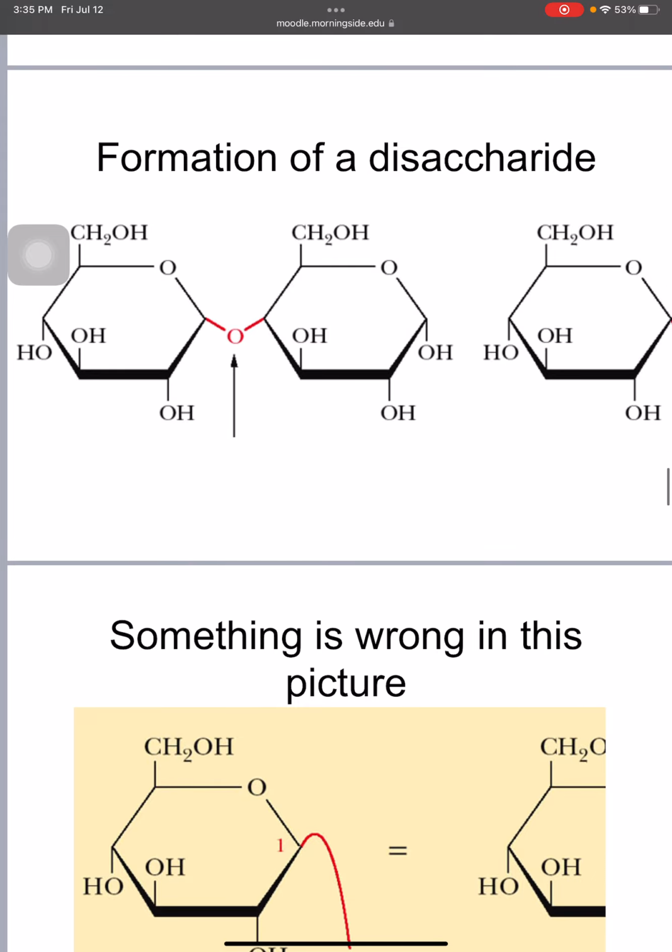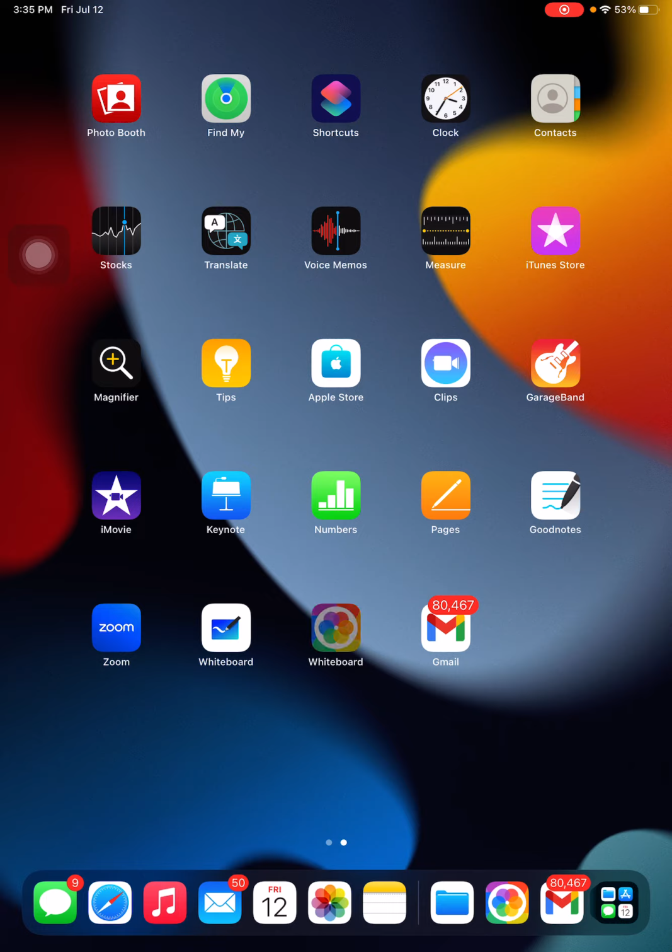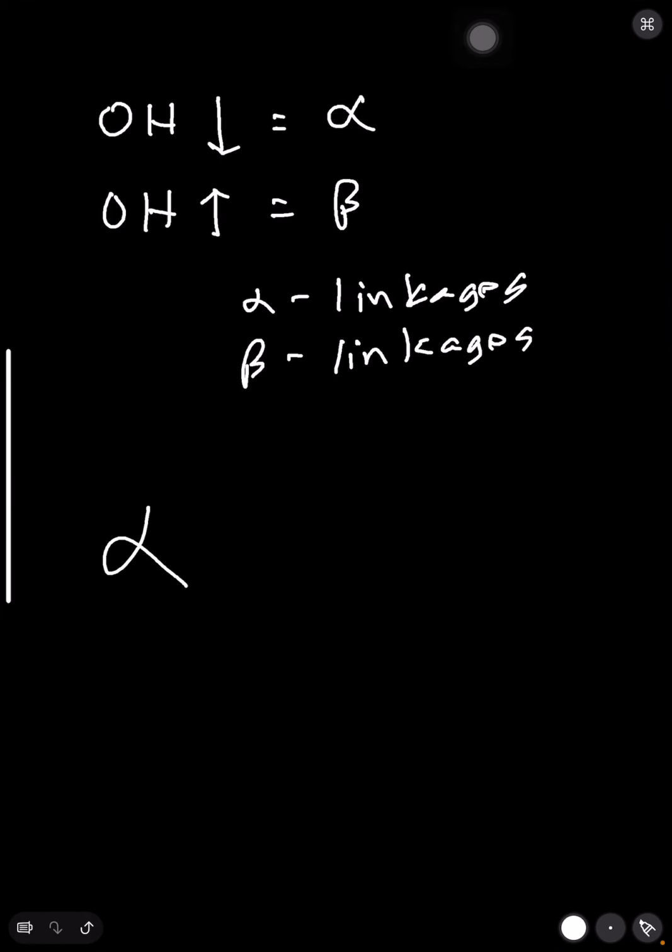And this is referred to as an alpha (1,4) linkage. You'll see this terminology frequently when you're looking at descriptions of saccharide linkages in disaccharides, trisaccharides, what have you. Here's what it means. By definition, the anomeric carbon is number 1 in the ring. The anomeric carbon is always going to be number 1.